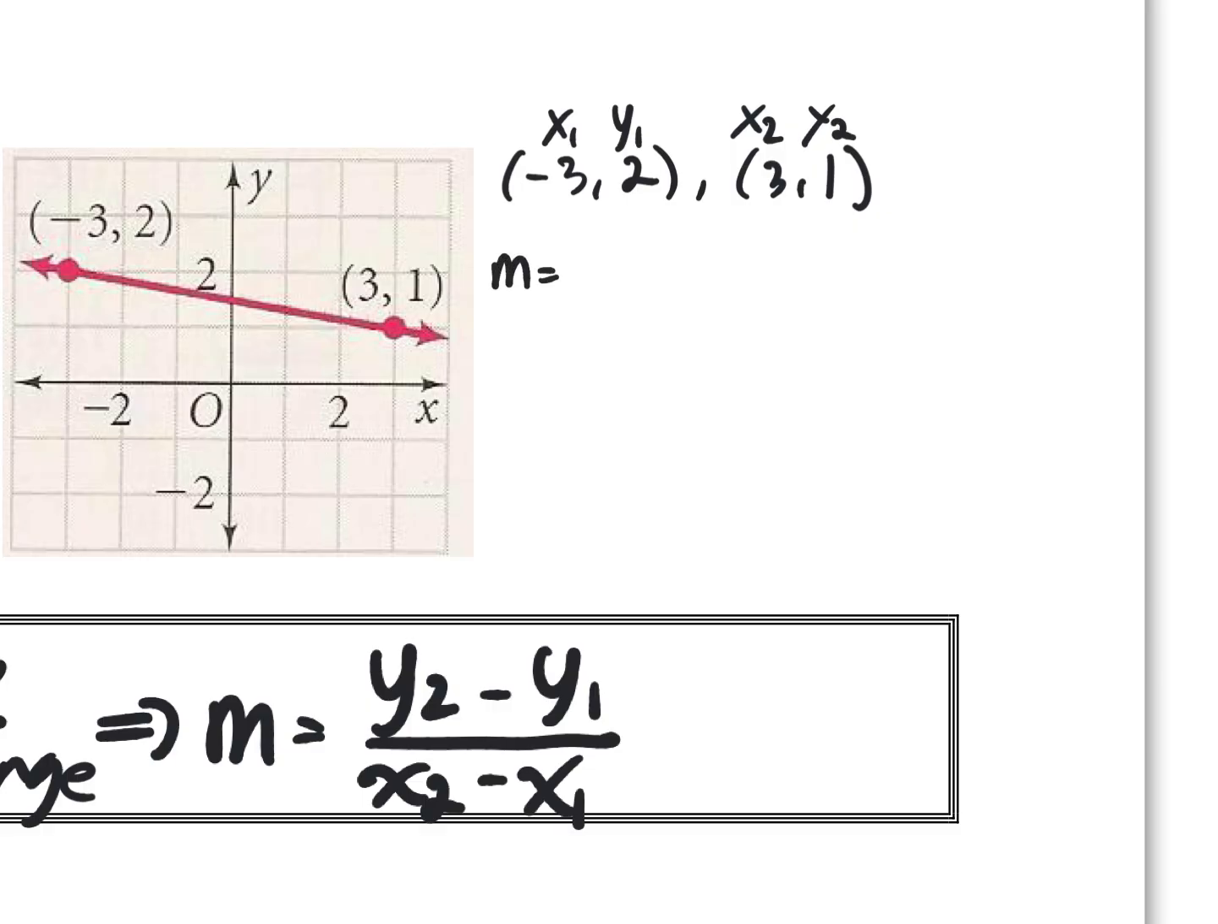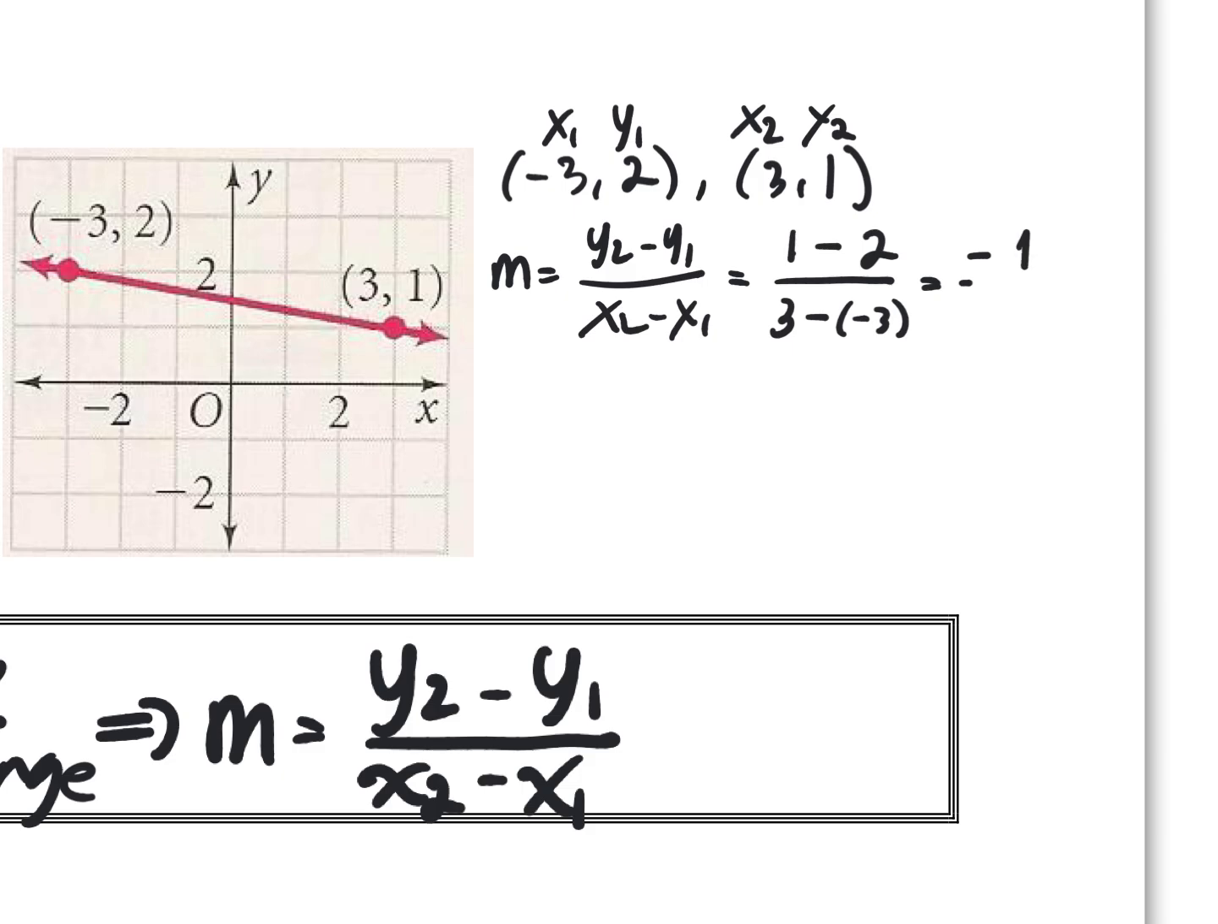So putting it in our slope formula, y2 minus y1 over x2 minus x1. Filling in the information, that's going to be 1 minus 2 all over 3 minus negative 3. So this is going to give you negative 1 all over 3 plus 3, which is 6. So the slope of this is negative 1 over 6.